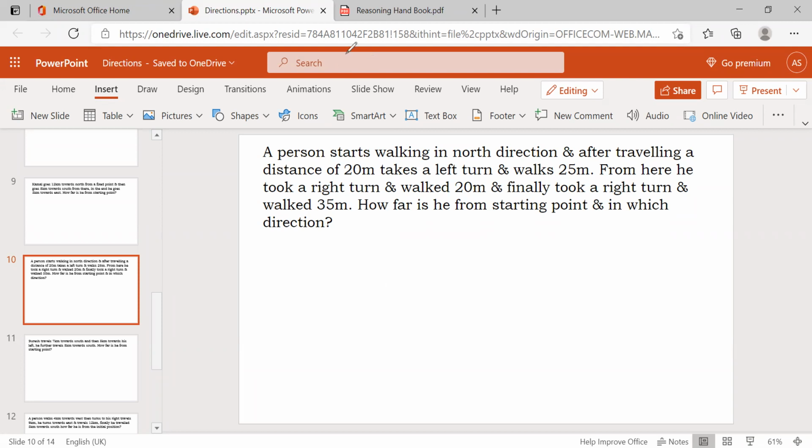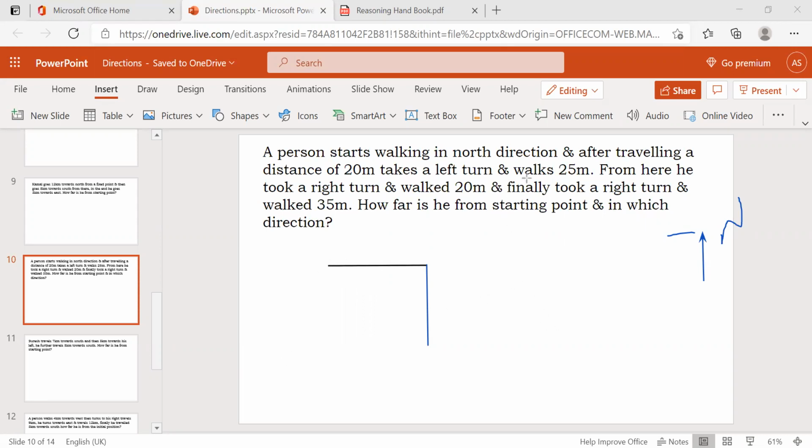Now, just look. A person starts walking in the north direction like this. North direction. How many meters? 20 meters. After traveling 20 meters, he takes a left turn from north. From north, this will be the left turn, right? So he took the left turn and walks 25 meters.